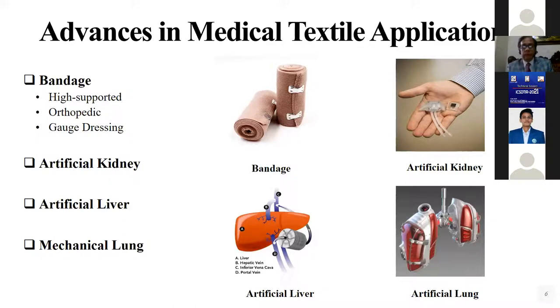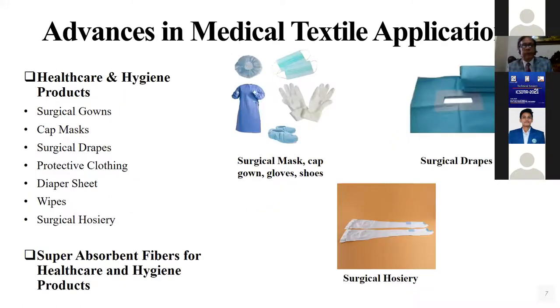Then we got artificial livers. They're made from hollow viscose fibers, which filter blood and work as a toxin removal plant. Then an artificial mechanical lung consists of hollow polypropylene fiber and hollow silicone membrane. In the next slide, we got healthcare and hygiene products.